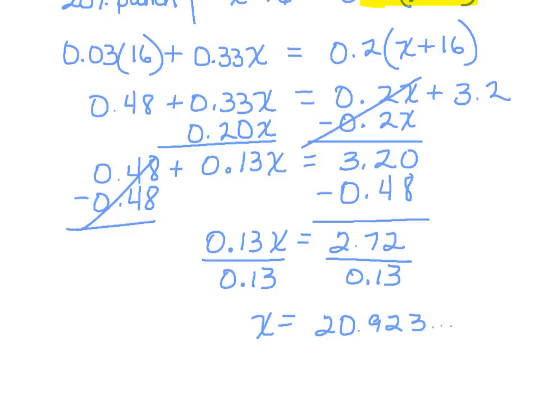If it doesn't tell us what to round to, we can round to the whole number, and it would be 21 cups. We would need 21 cups of the 33% punch to mix together with 16 cups of the 3% punch to come up with a 20% mixture. Okay.